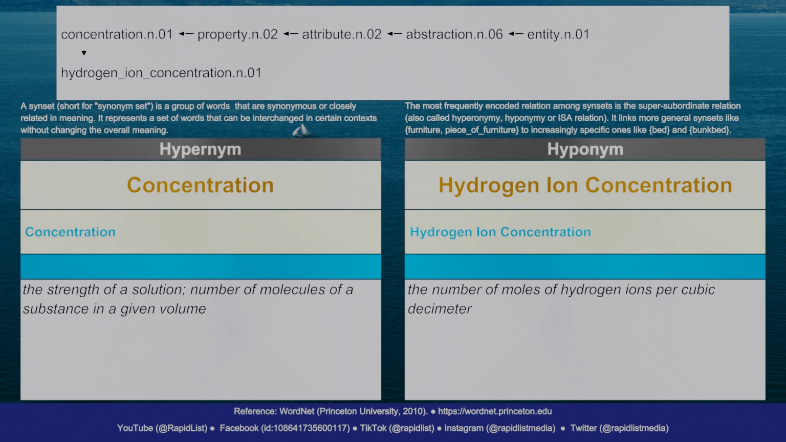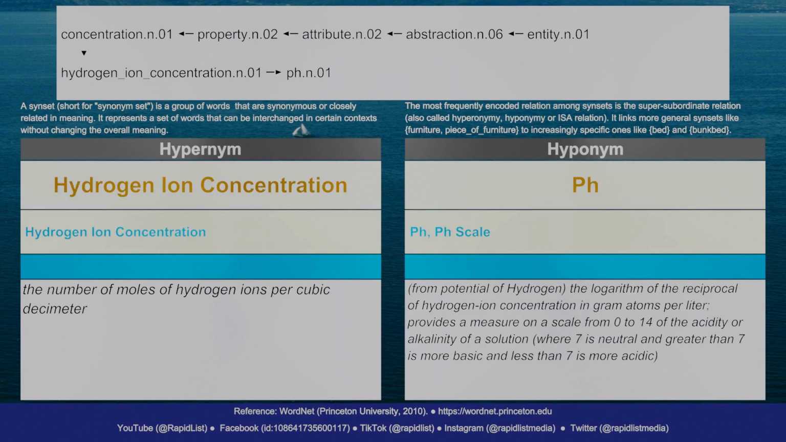Hydrogen ion concentration. The number of moles of hydrogen ions per cubic decimeter. pH. From potential of hydrogen, the logarithm of the reciprocal of hydrogen ion concentration in gram atoms per liter, provides a measure on a scale from 0 to 14 of the acidity or alkalinity of a solution, where 7 is neutral and greater than 7 is more basic, and less than 7 is more acidic.